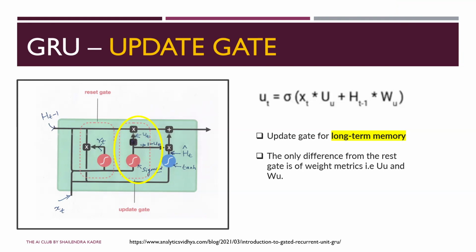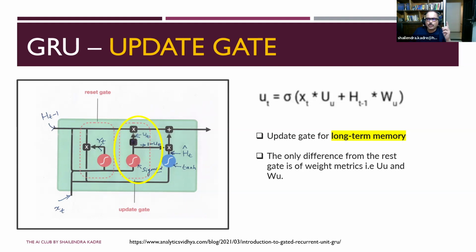The clarification I seek is that CT used to take care of maybe minus 20, minus 30, whatever words or timestamps were there. It used to take care of those things. But here, in this case, how does it work? HT minus 1 is doing that job. You see HT minus 1 passing on the top, and the same two operations are being done: one addition and one element-wise multiplication. That job is being done by HT minus 1 here. So the update gate is nothing but your long-term memory.